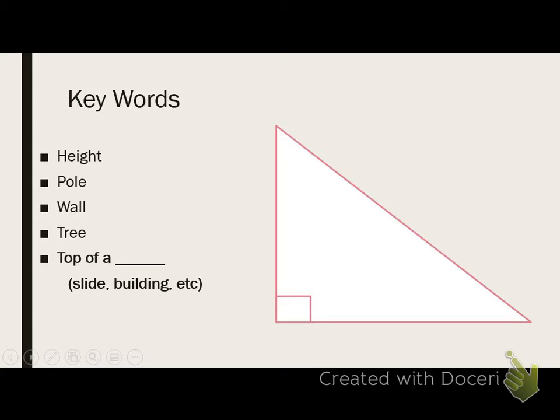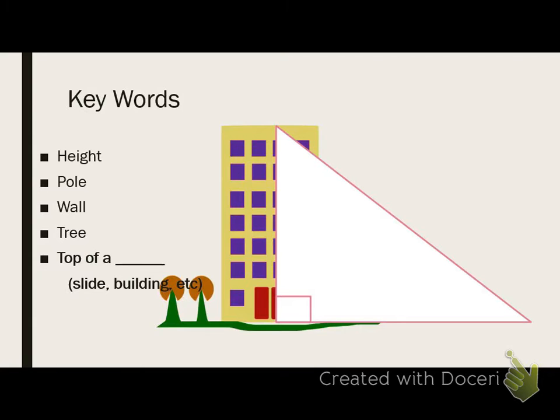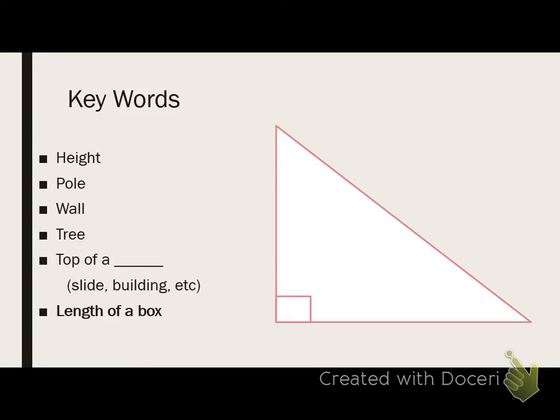And then last would be the length of a box, or even a field. Hint, hint. You're going to have a soccer field, like on your homework. So if it mentions length. That's all the vertical keywords. If you see those words, you can automatically label the vertical side of your right triangle.